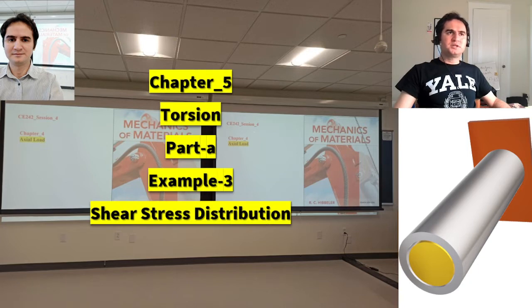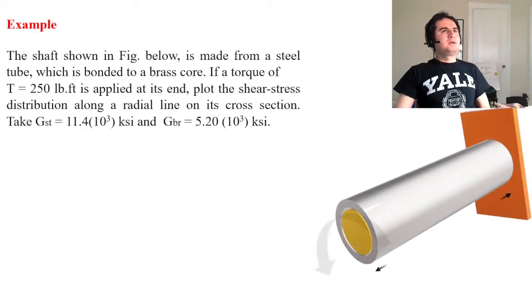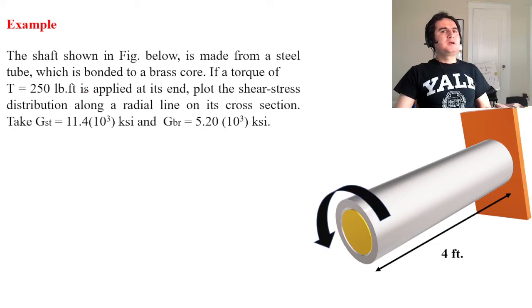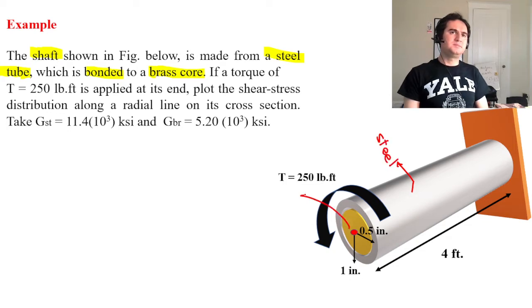Chapter 5, Torsion, Part A, Example 3, Shear Stress Distribution. In this example, we have a shaft consisting of two materials, a steel tube, which is bonded with a brass core. This is the outer steel part, and this is the brass core.